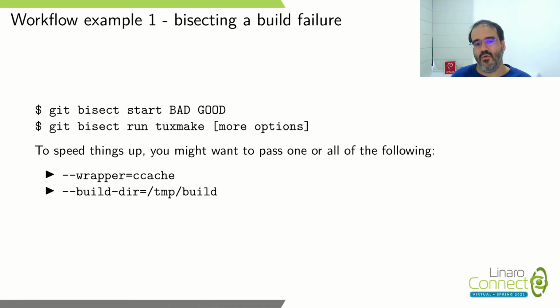And then when doing a bisection, you want to pass a few options to speed up things. So you want to use Ccache most probably, and you can also use a custom build here. In that case, TuxMake will reuse the build directory, so you can cache the compilation results using that as well.